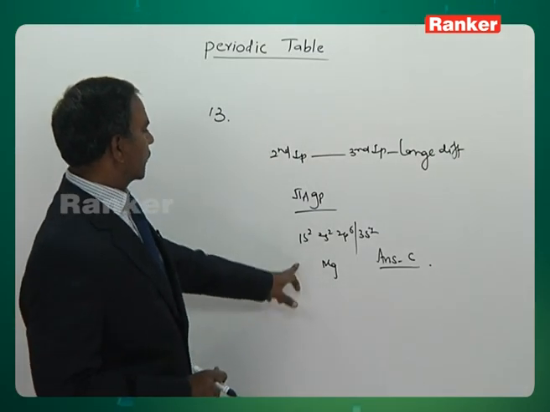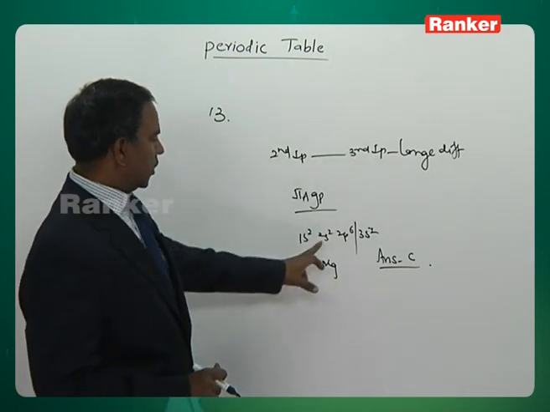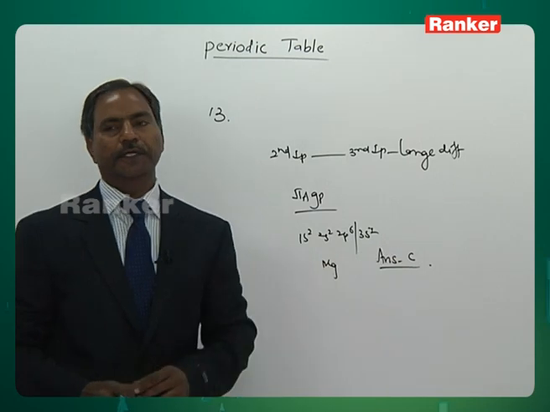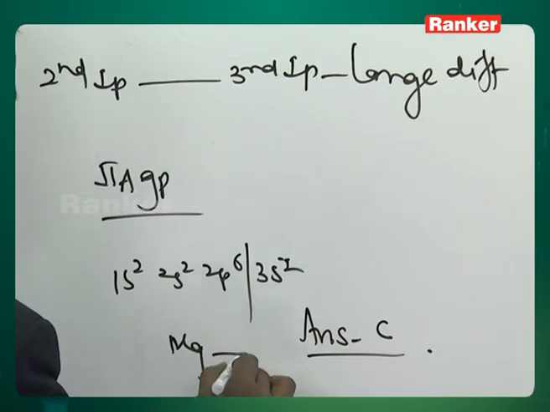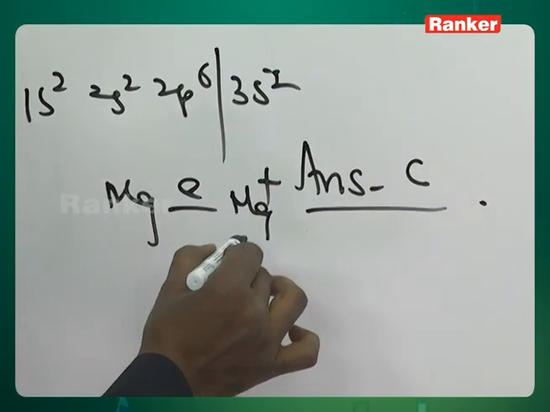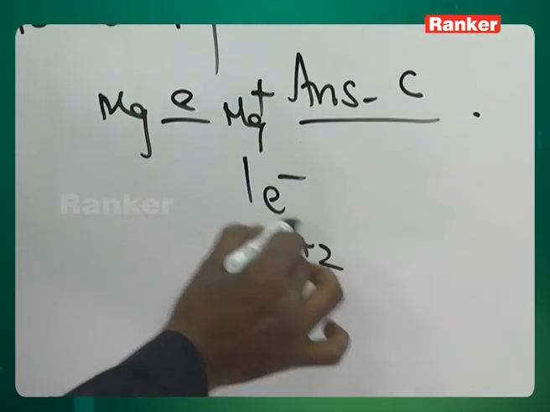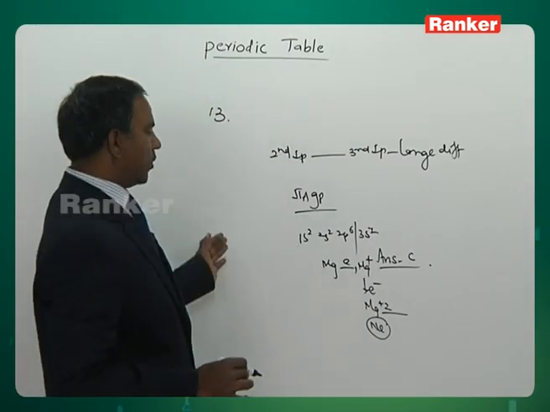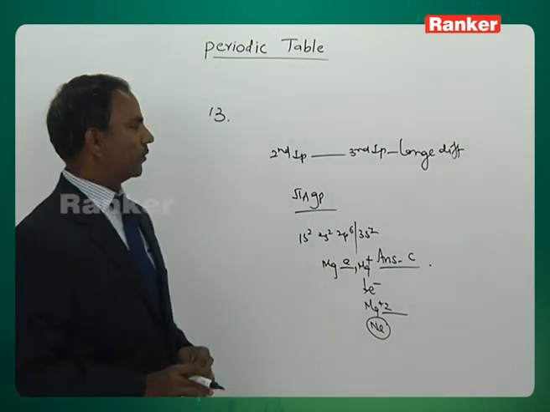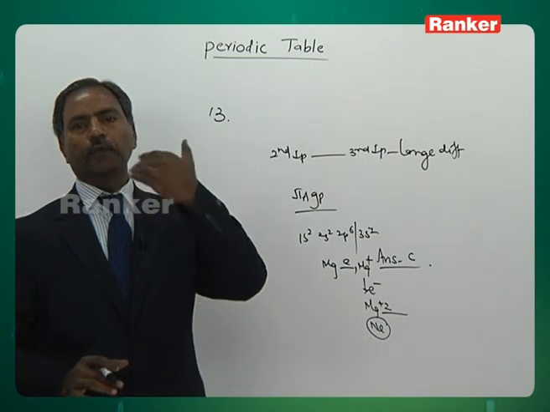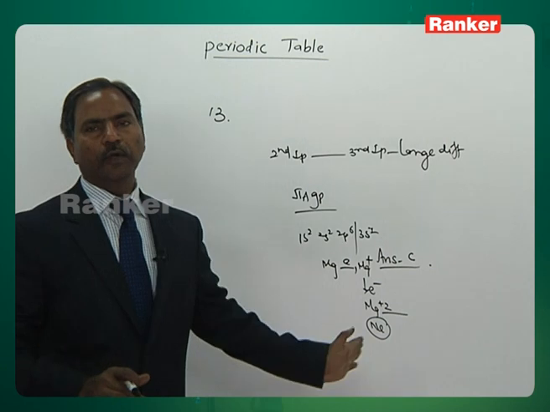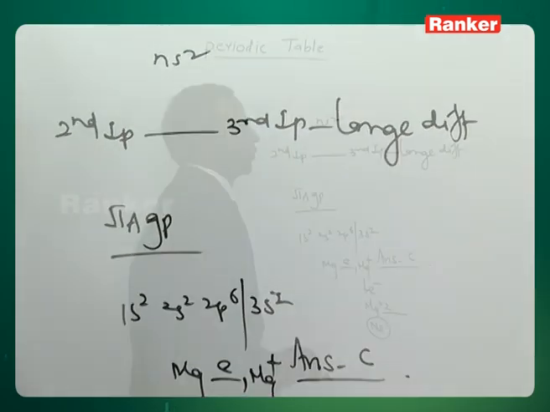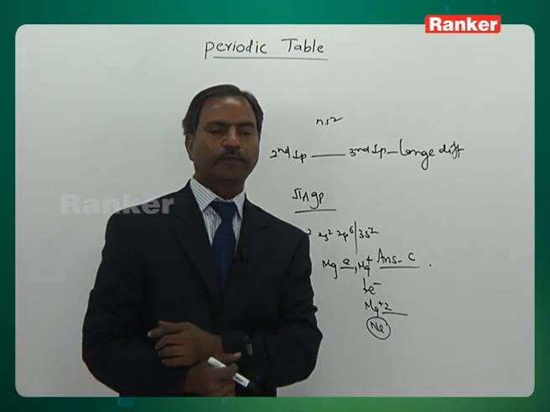See students, here there is a large difference from second IP to third IP. The magnesium electronic configuration of the third option is 1s2, 2s2, 2p6, 3s2, representing 12 electrons. Magnesium, we can easily remove the first electron, becoming magnesium plus. Remove the second electron, then it becomes magnesium plus 2, equal to the neon electronic configuration. Removal of the third electron is very difficult. Therefore, wherever a large difference from second IP to third IP is given in the statement, it should belong to a second A group element. The electronic configuration should be ns2. Therefore, according to the given options, the 13th question answer is C.